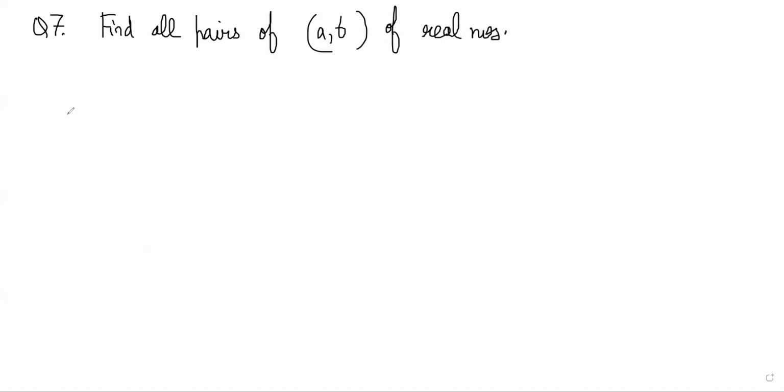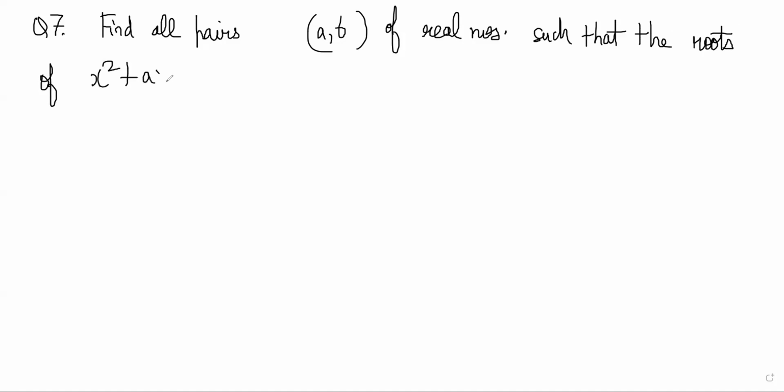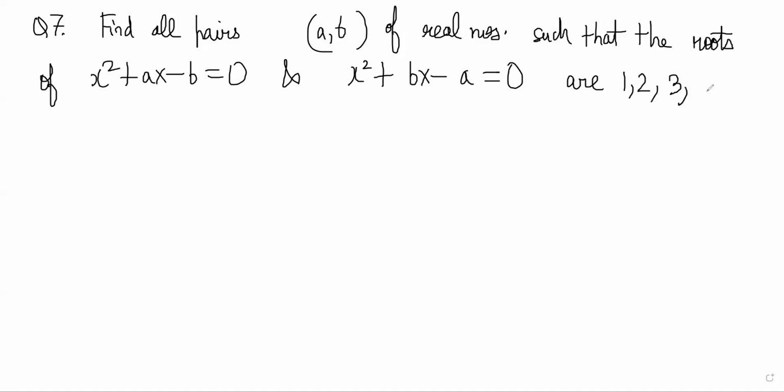This is question 7. You have to find all pairs AB of real numbers such that the roots of x squared plus ax minus b equals 0 and x squared plus bx minus a equals 0 are 1, 2, 3 and 5 in some order.